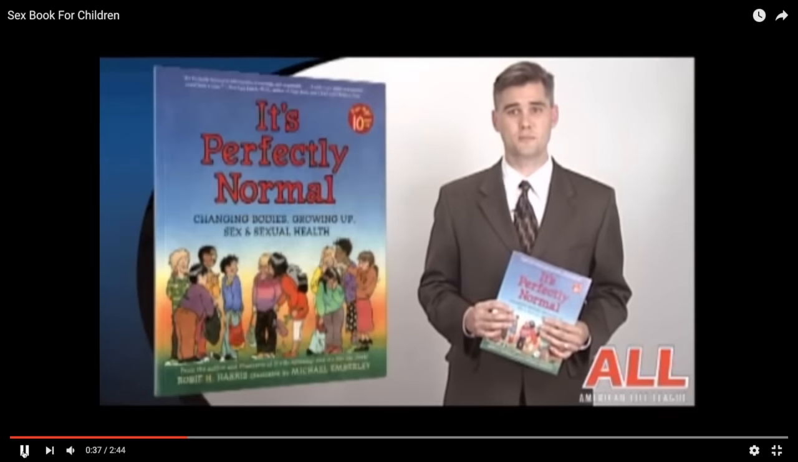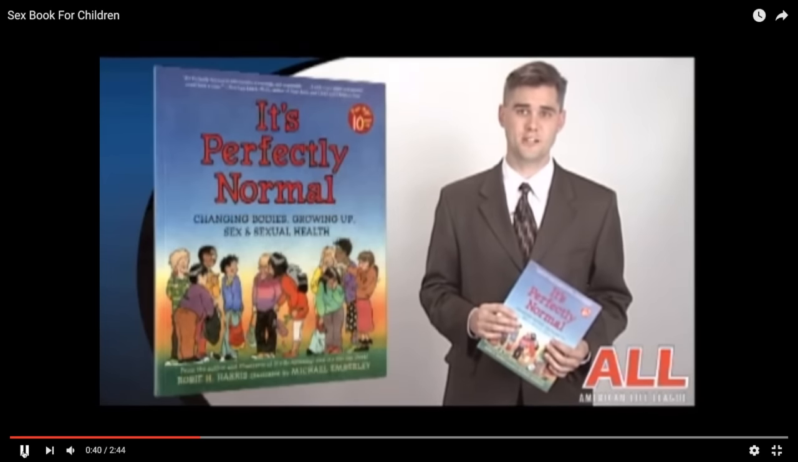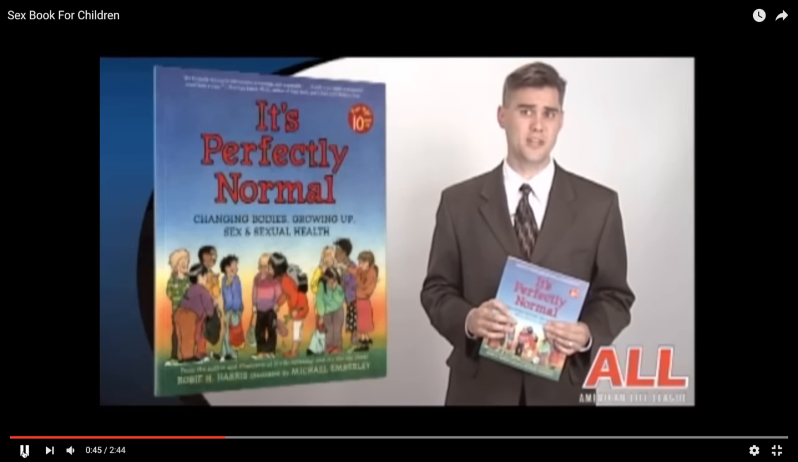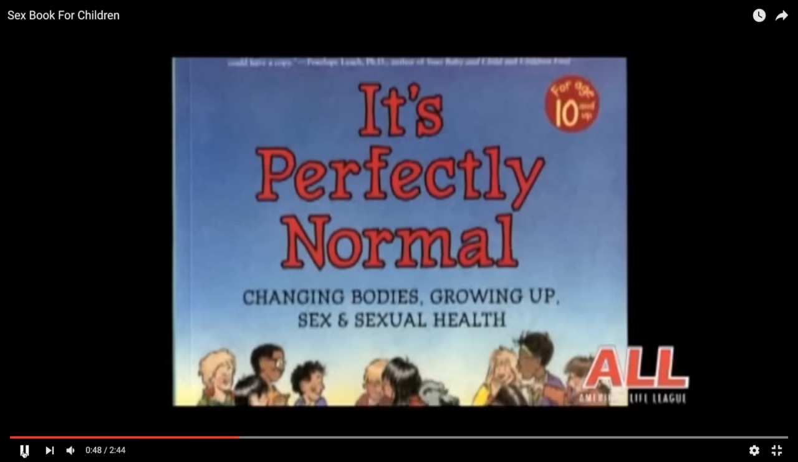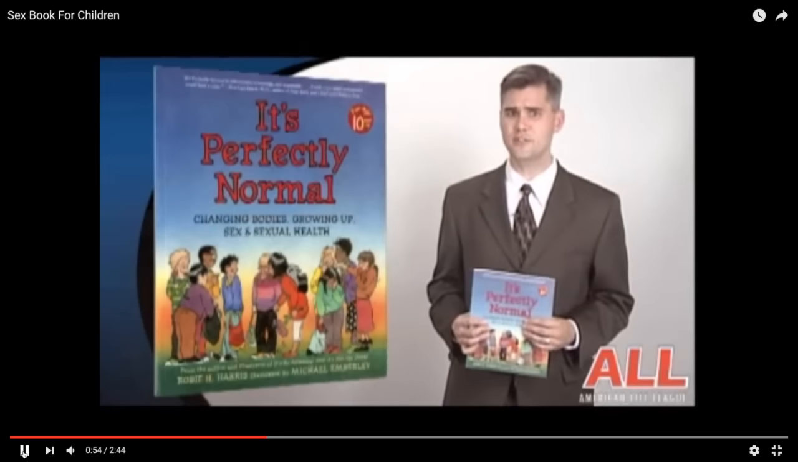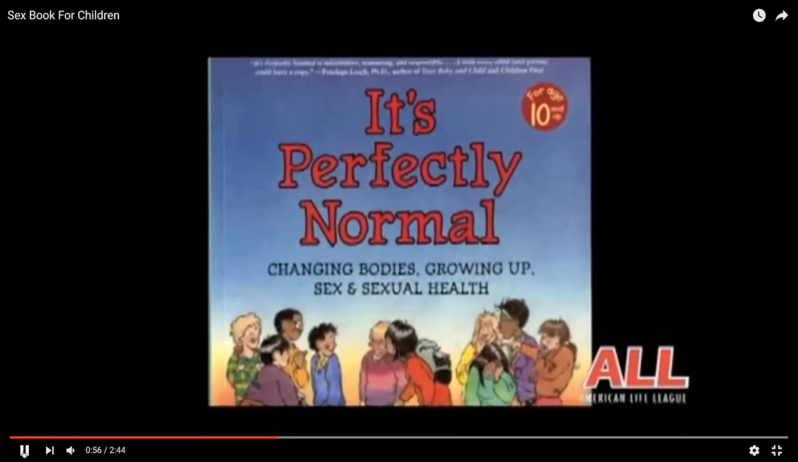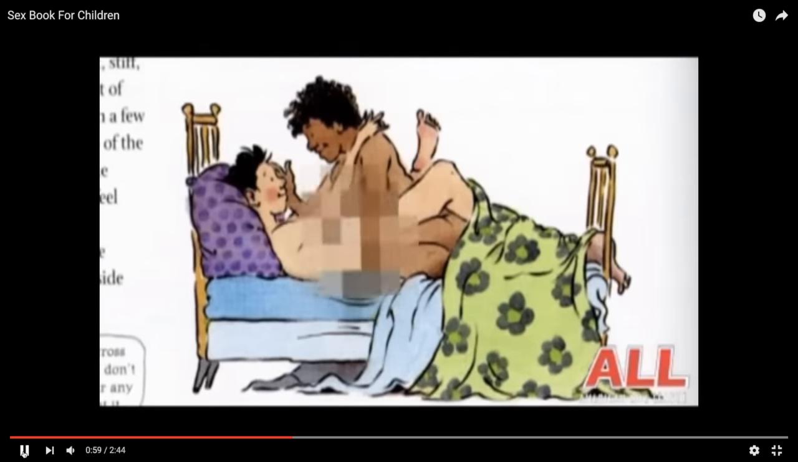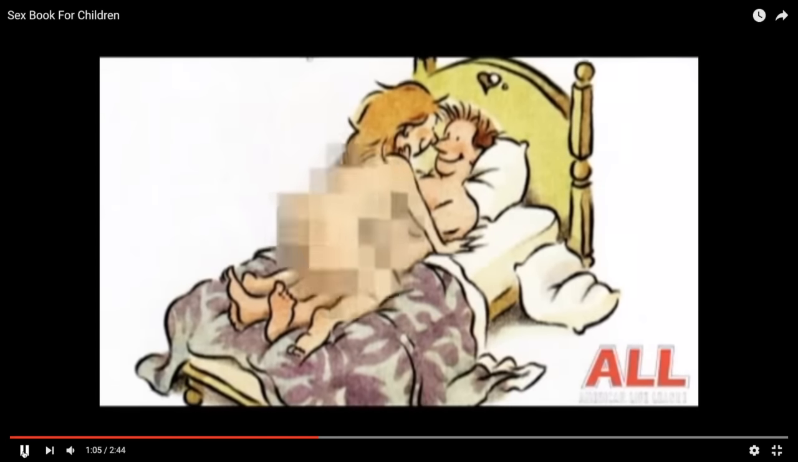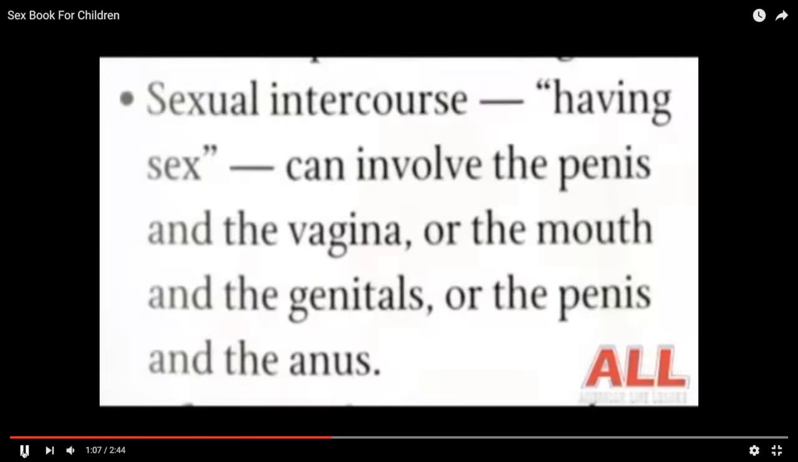The content rejected by the prison was described by Planned Parenthood Vice President Michael McGee as delightful, while calling the book itself a boon for kids, their parents, and their teachers. The question is, if these images are too obscene for adult prisoners, why are they good for 10-year-old children? It's Perfectly Normal by Robie Harris has entire chapters devoted to sexual intercourse, contraception, masturbation, homosexuality, and abortion. Page 15 of the book explains that sexual intercourse, or having sex, can involve the penis and the vagina, or the mouth and the genitals, or the penis and the anus.